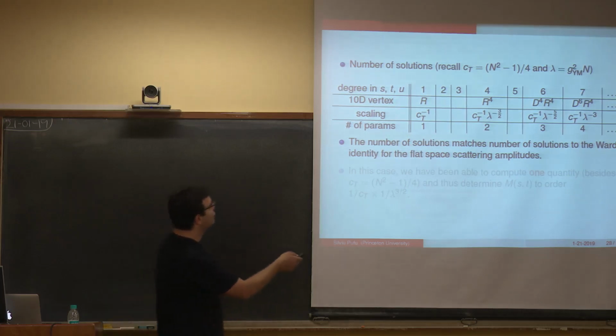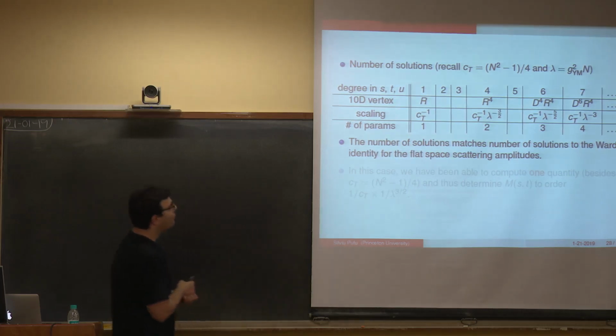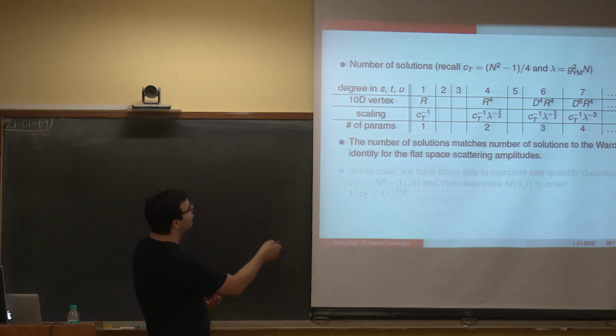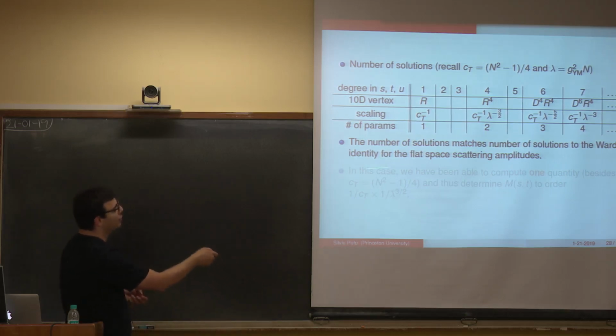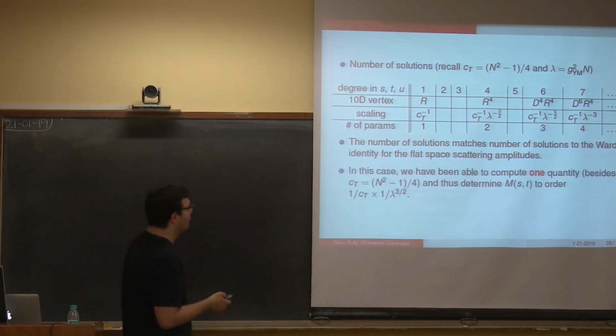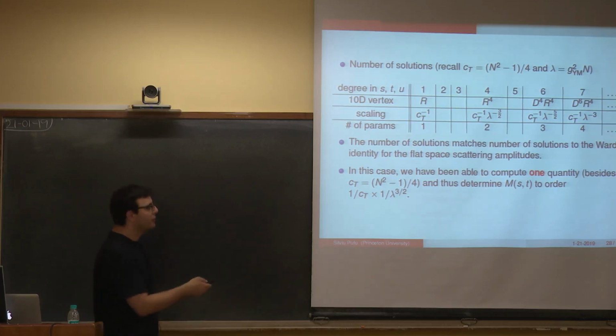And this is a similar table to the one I had before, where you see that at a given order in the 1 over lambda expansion, there's some number of parameters. And the number of parameters matches precisely the number of solutions to the Ward identity for flat space scattering amplitudes, in the same way as before. So in this case, in order to determine the 4-point function up to some order, we just have to compute some number of quantities. How many quantities can we compute in this case?